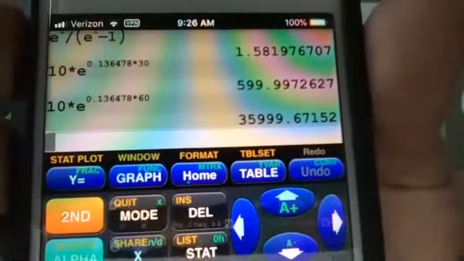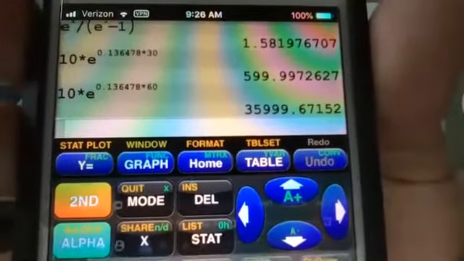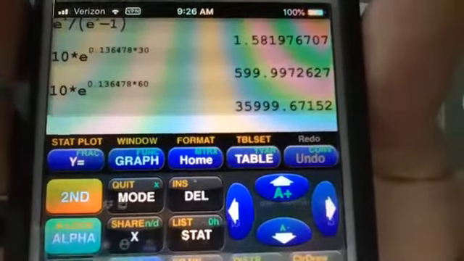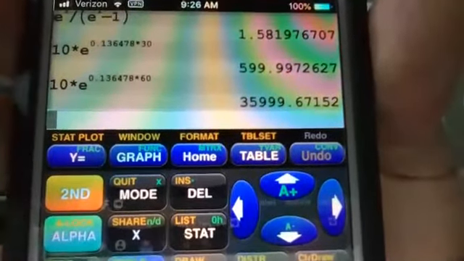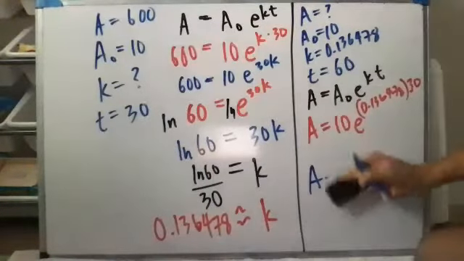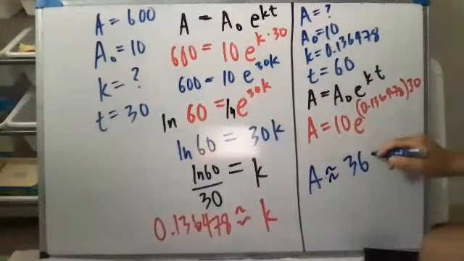And now if I plug in 60, it's instead at 35,999. So about 36,000 to the nearest whole person. So we're just going to round to 36,000. Since I'm making an approximation, I'm just going to write about 36,000.